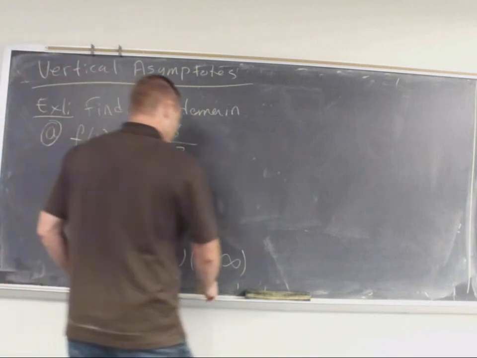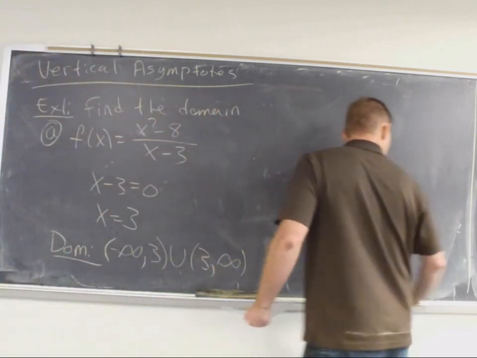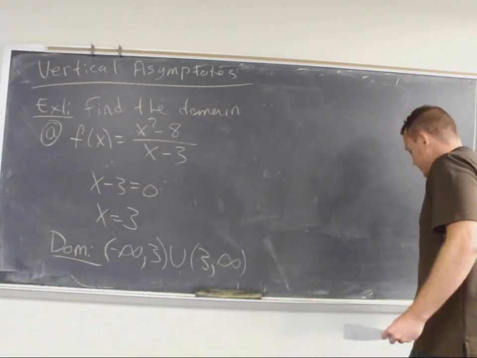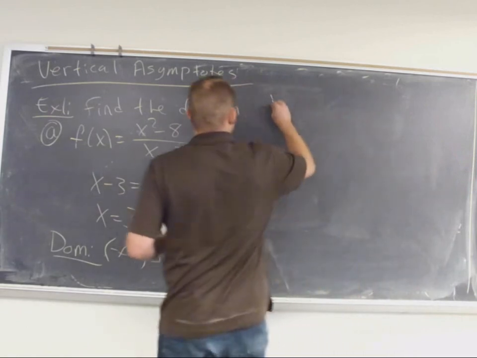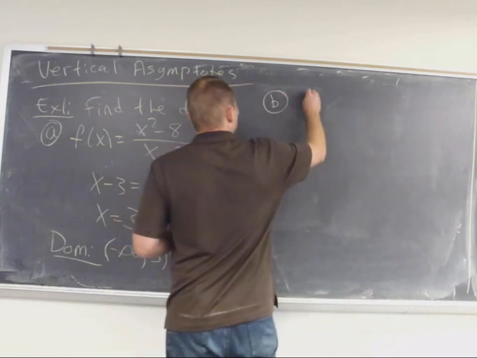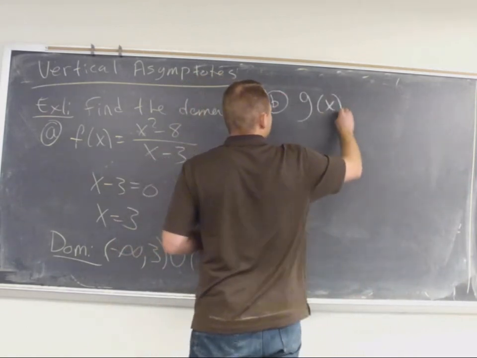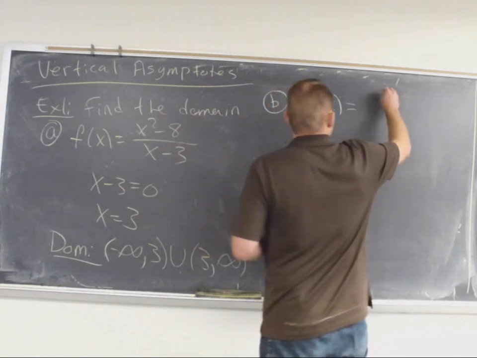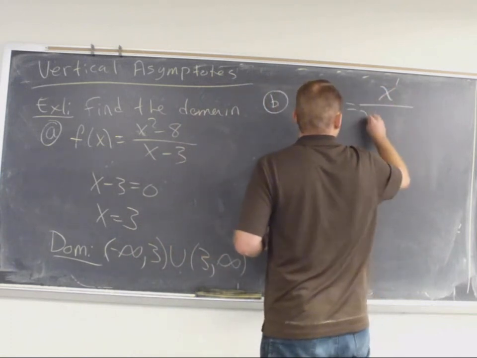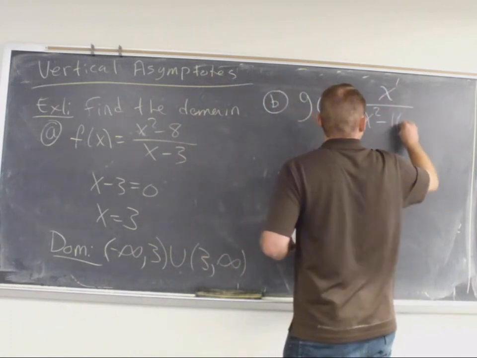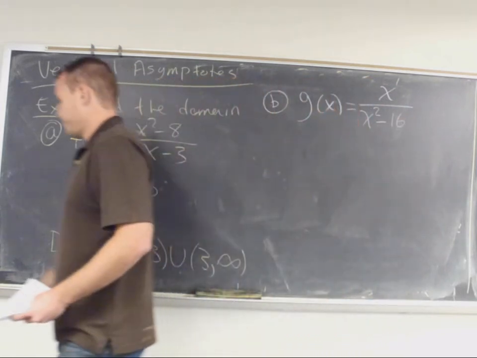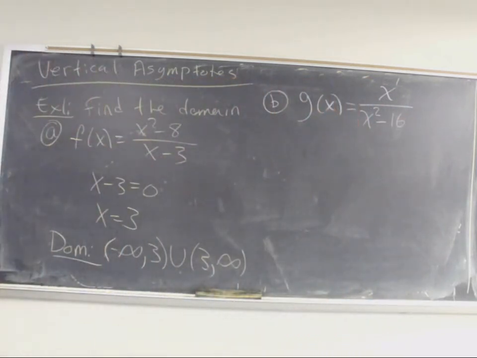All right, let's look at one more. B. Let's say we have the function g, and that's equal to x divided by x squared minus 16. Give this one a try. Pause the video.